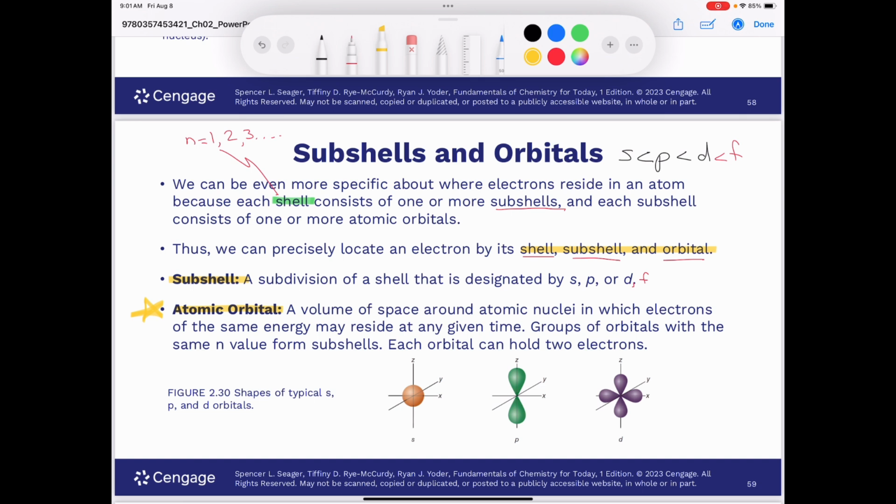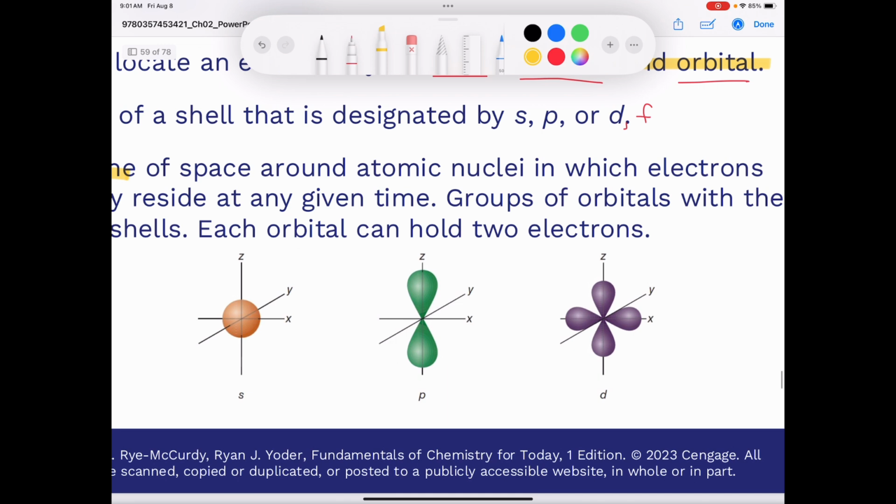It's actually a three-dimensional volume of space around an atomic nucleus in which electrons of the same energy may reside at any given time. Groups of orbitals with the same n value form subshells. Each orbital can hold 2 electrons. So here are the different types of atomic orbitals. Now, again, there is an F orbital, which isn't shown here, but you don't have to worry about that in this class.